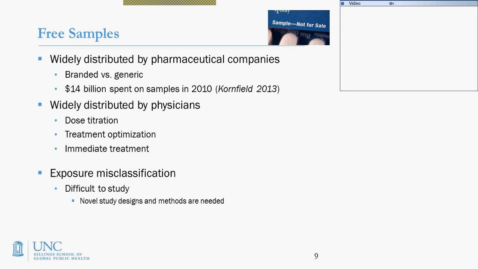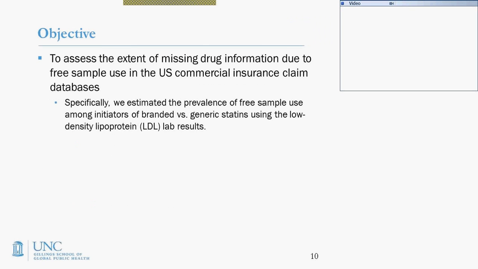It's like asking people who are in a room to raise their hand. If you are not in the room, it's really hard to study that question. So traditional methods fail here, and we need to find novel study design methods to evaluate that. In this study, we try to come up with a novel design to assess the extent of free sample use in U.S. commercial claims databases. Specifically, we estimate the prevalence of sample use using statin initiators and LDL lab results.